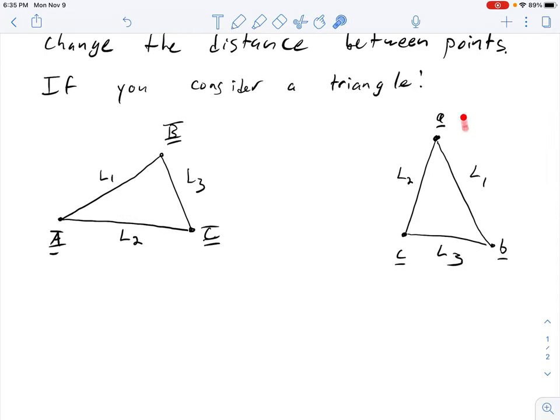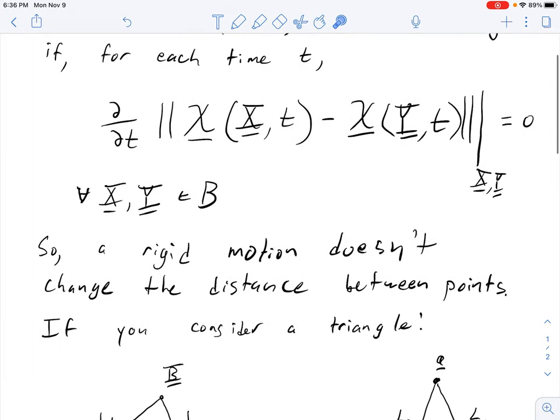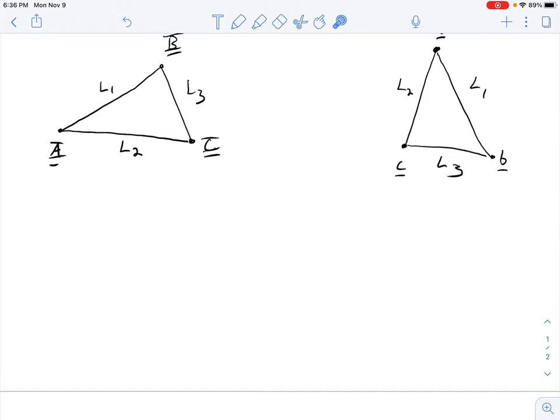So if the three side lengths of this triangle are the same as the three side lengths of this triangle, then we know that they are similar triangles. So it's just a rotation and a translation of this one over to here. You know, there's no changes in angles or anything. Well, this applies to any such triangle. You could pick any three points that aren't collinear in the reference configuration, and that applies. Everything's going to be a rotation plus a translation. So that sort of implies that a rigid motion with this definition is consistent with the idea of a rigid motion being a rotation and a translation that you've probably heard before.